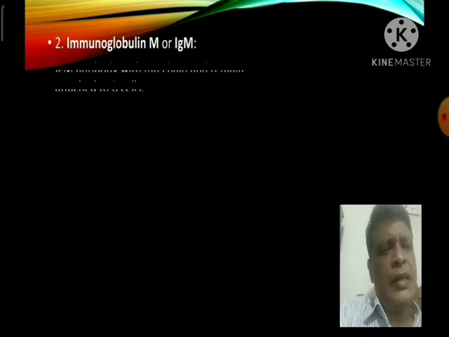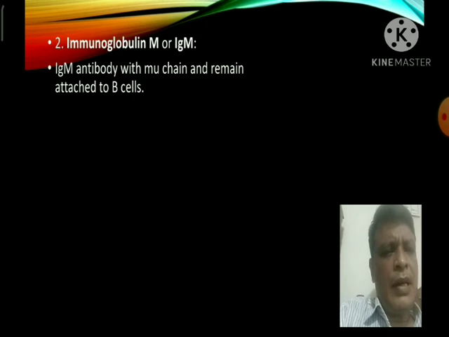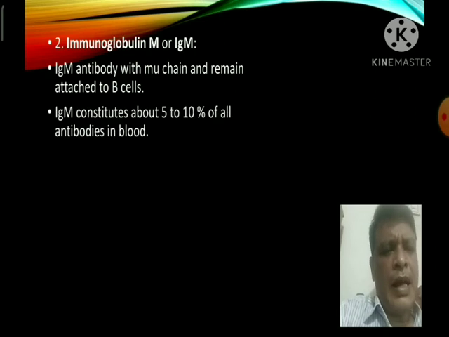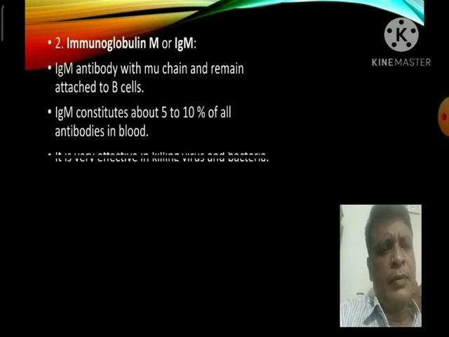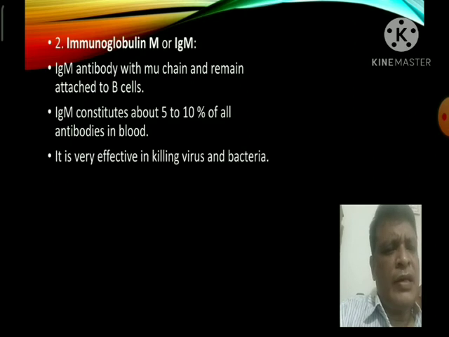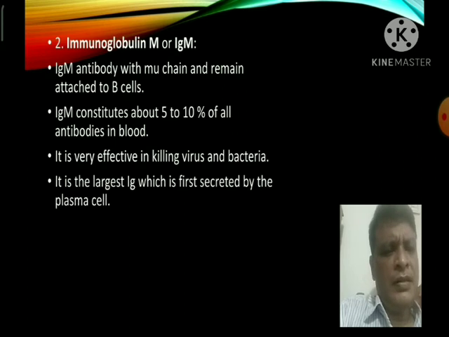Immunoglobulin M or IgM. IgM is an antibody with mu chains and remains attached to B cells. IgM constitutes about 5 to 10% of all antibody in blood. It is very effective in killing viruses and bacteria. It is the largest Ig, which is first secreted by the plasma cell.